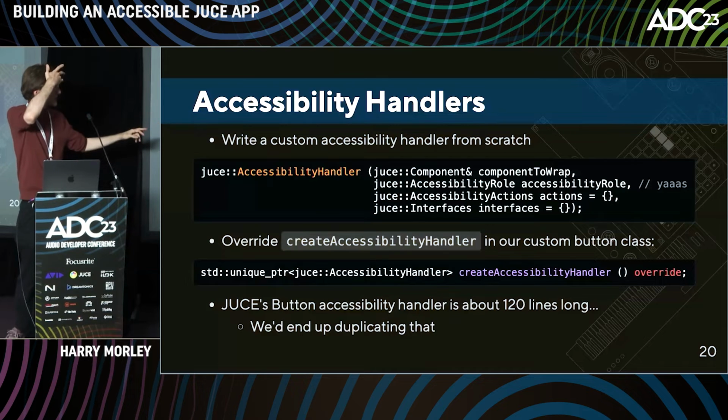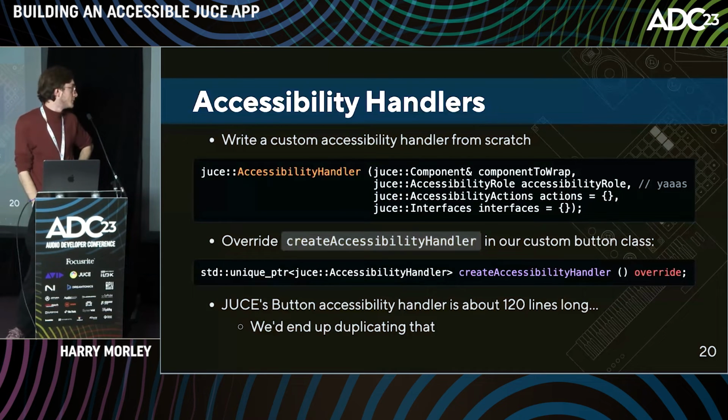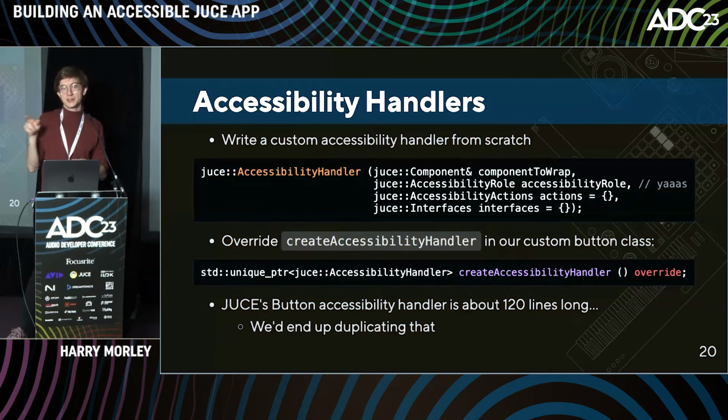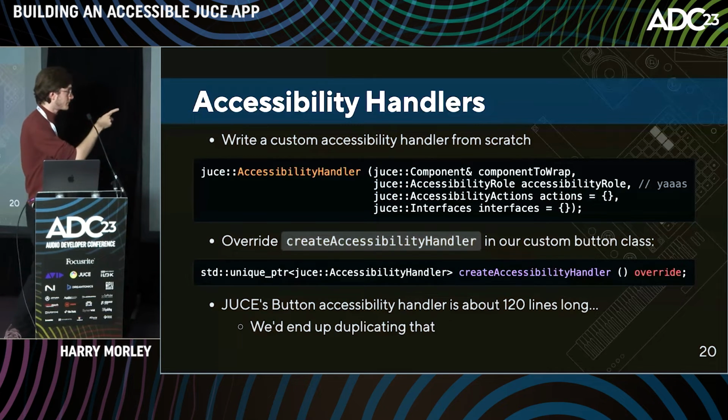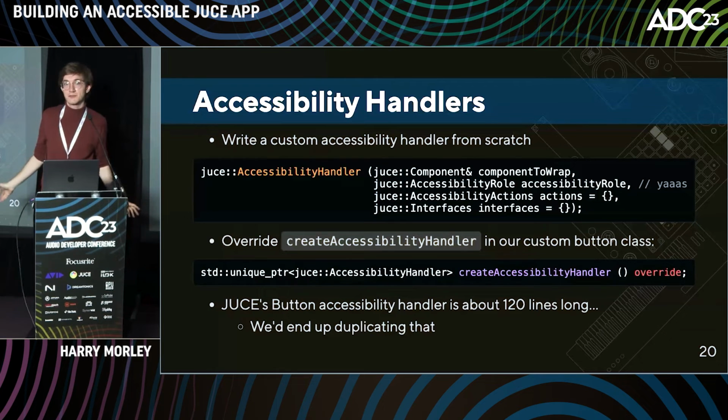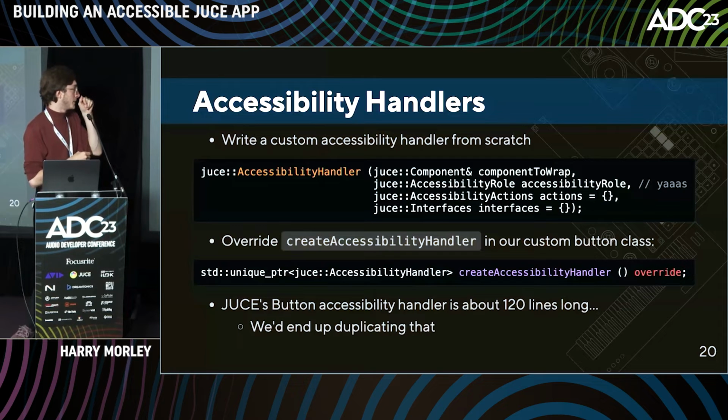like there, which you can override, and that returns a unique pointer to an accessibility handler. Then to construct one, you give it the component to wrap. So typically you'll do star this to dereference the current component. And then this is what we want: the accessibility role. There's a bunch of different roles. There's button, toggle button, static text, label, group is a role. So you can give it what you want there.